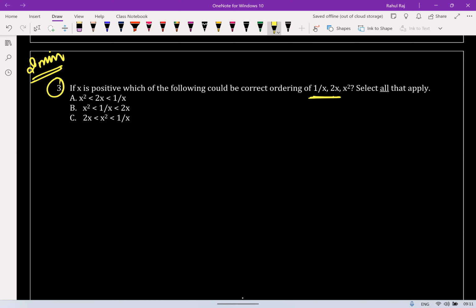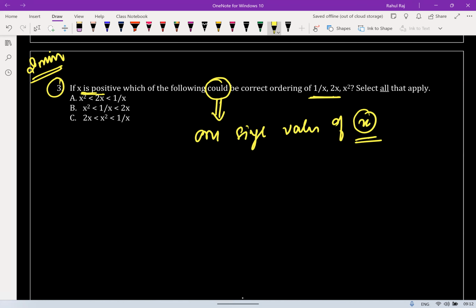Really? Why? The point is, what exactly is the question asking? If X is positive, the following could be correct ordering. Could be means what, Alexa? It means that even for one single value of X, if this order suffices, this should be considered in your answer.